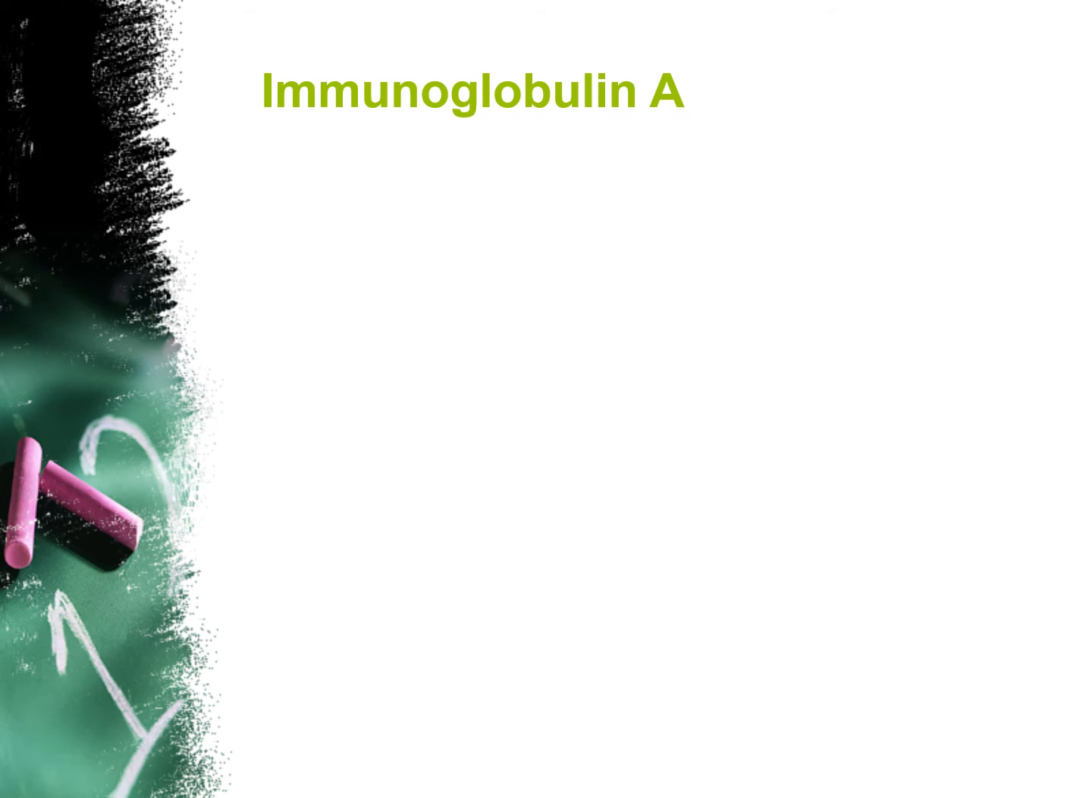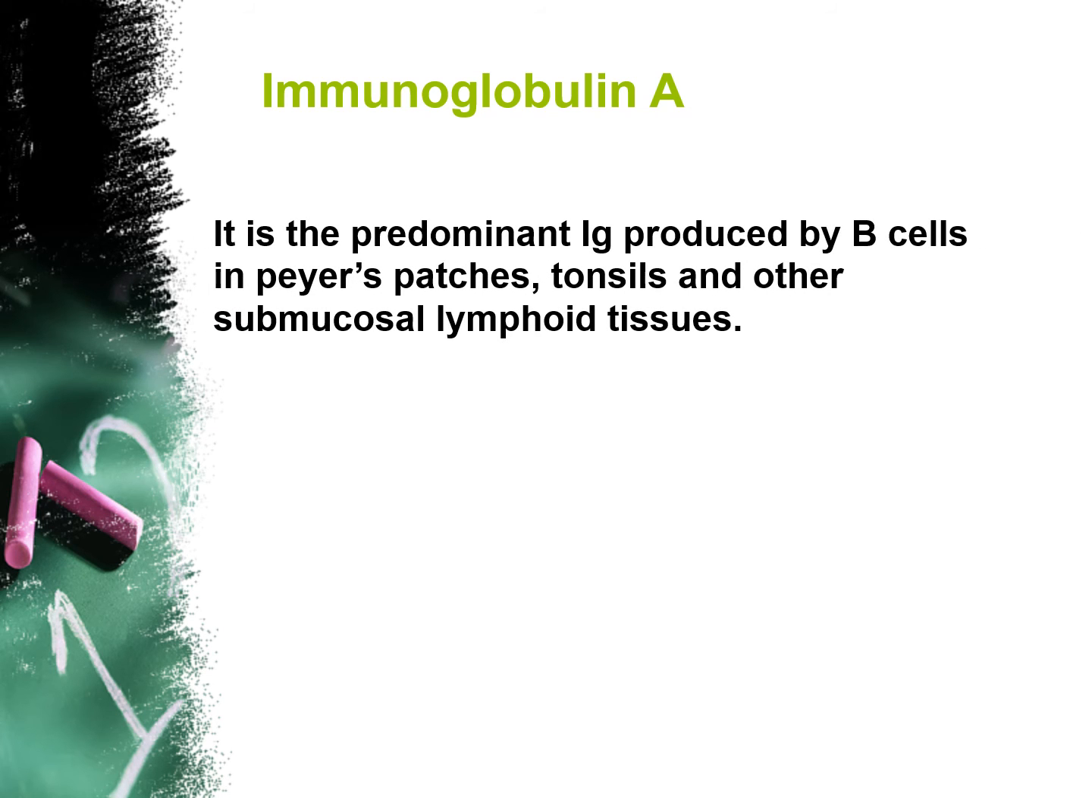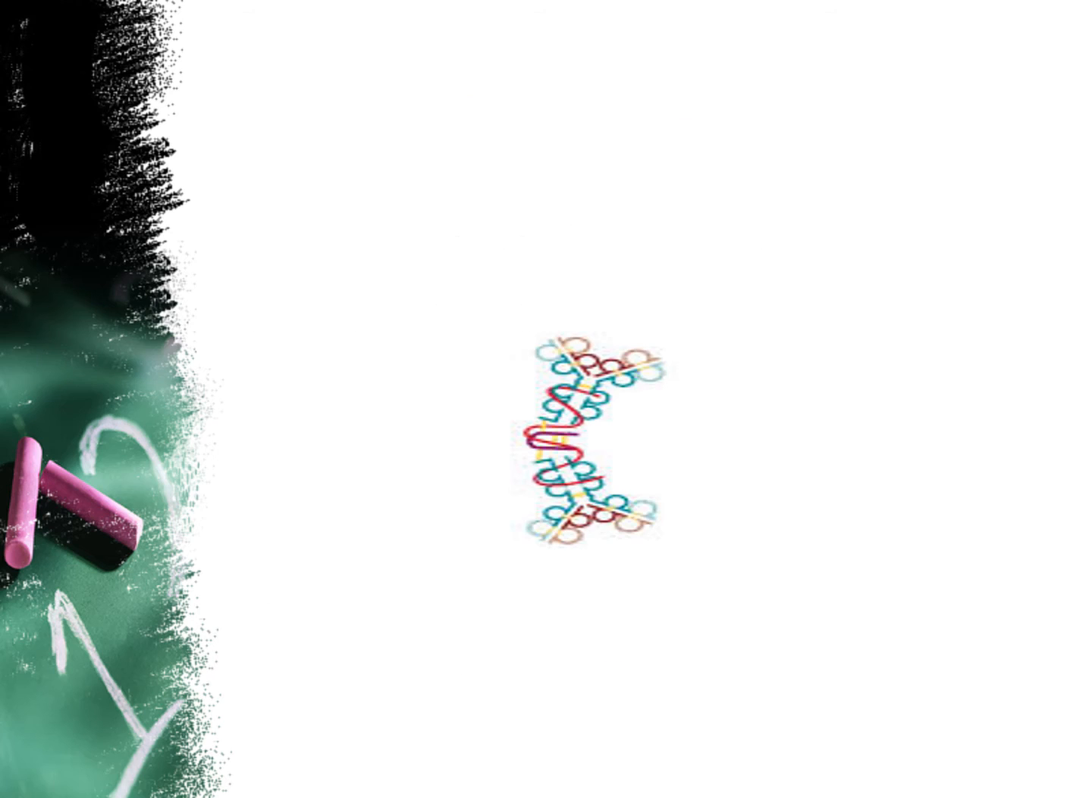The second type of immunoglobulin is immunoglobulin A. It is the predominant immunoglobulin produced by B cells in Peyer's patches, tonsils, and some other mucosal lymphoid tissues. It represents only about 10 to 15% of serum immunoglobulins. It is abundant in saliva, tears, intestinal mucus, bronchial secretion, milk, prostatic fluid, and other secretions.